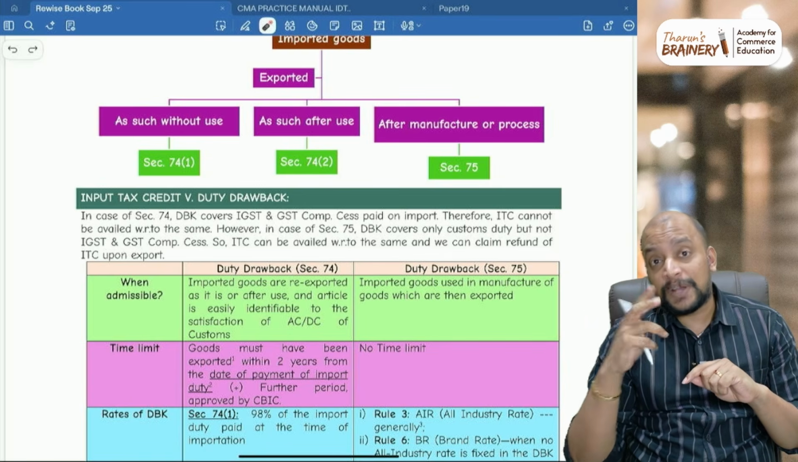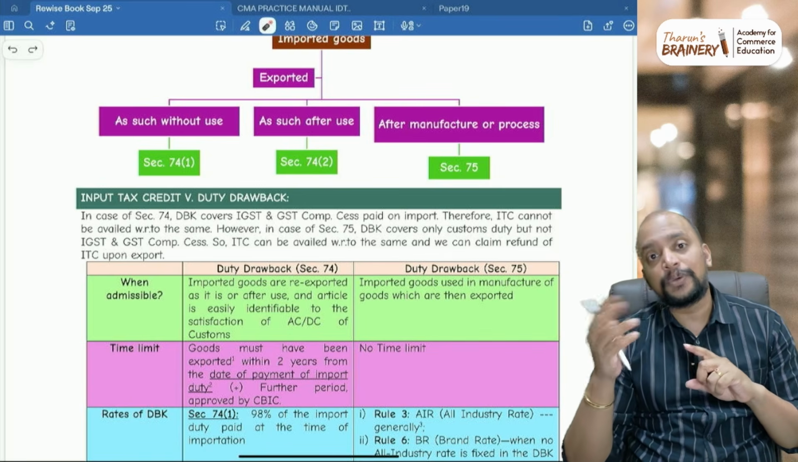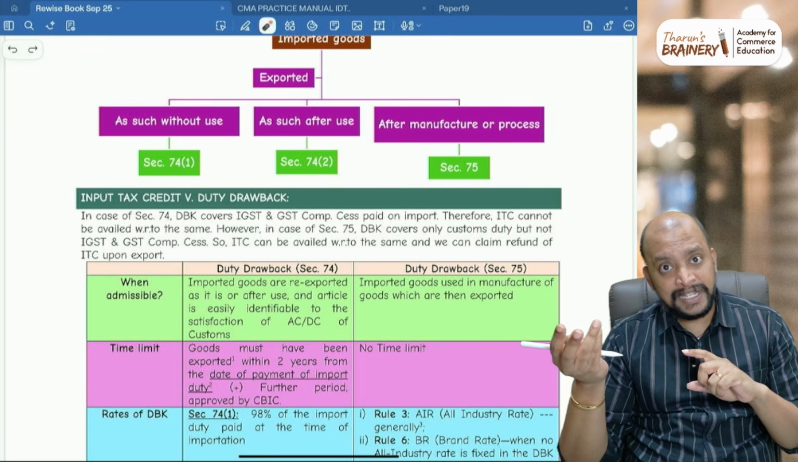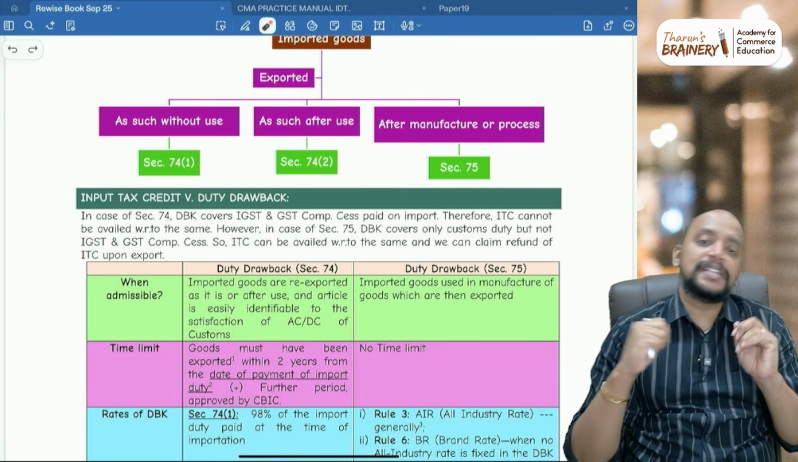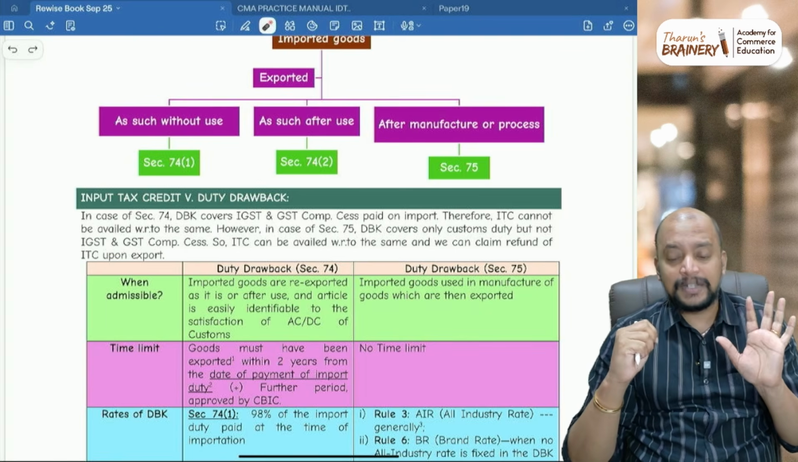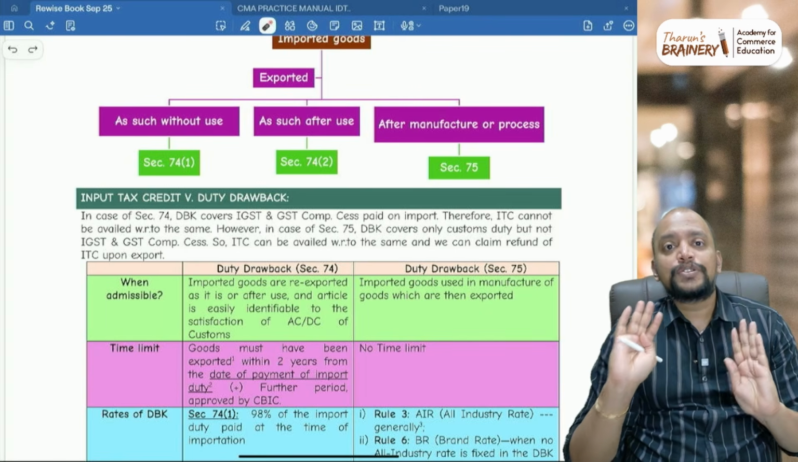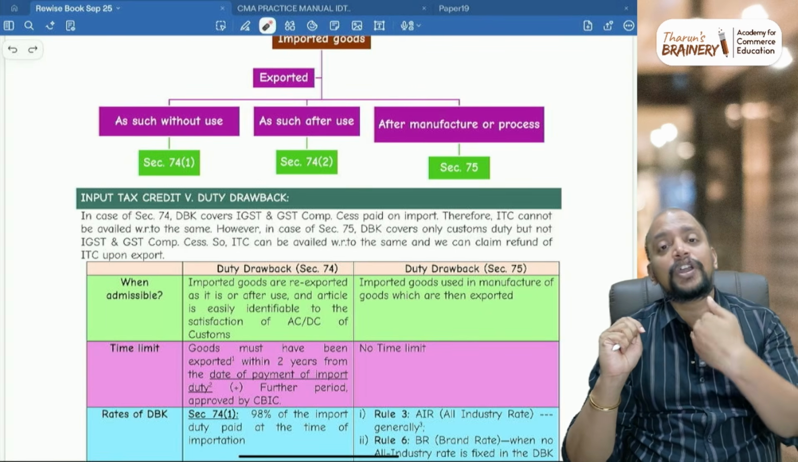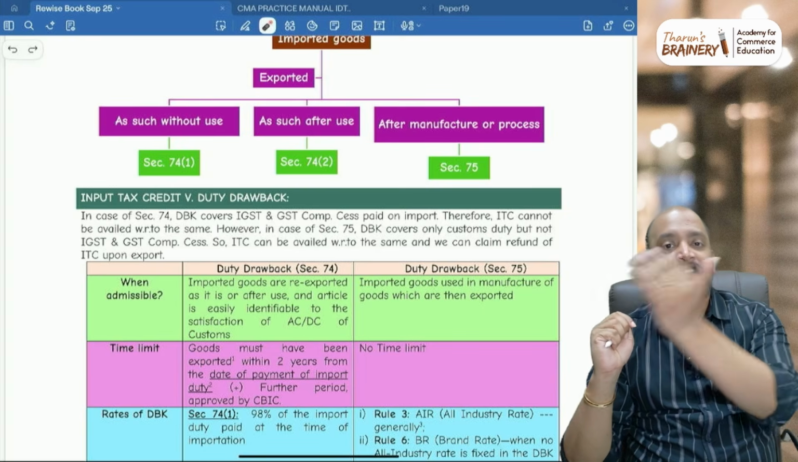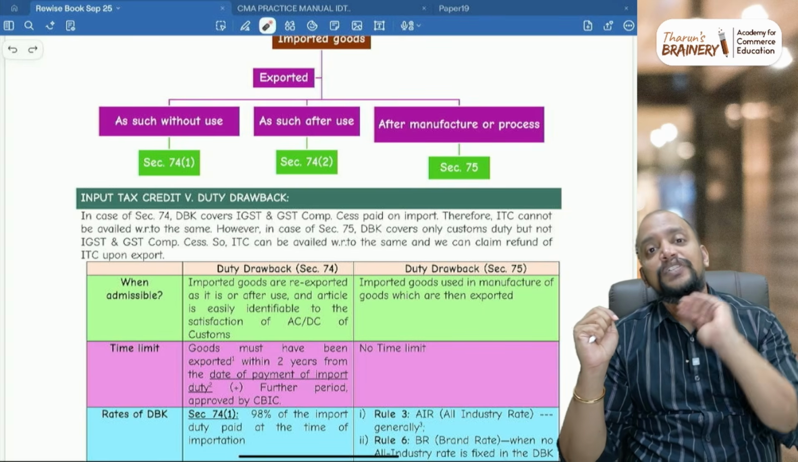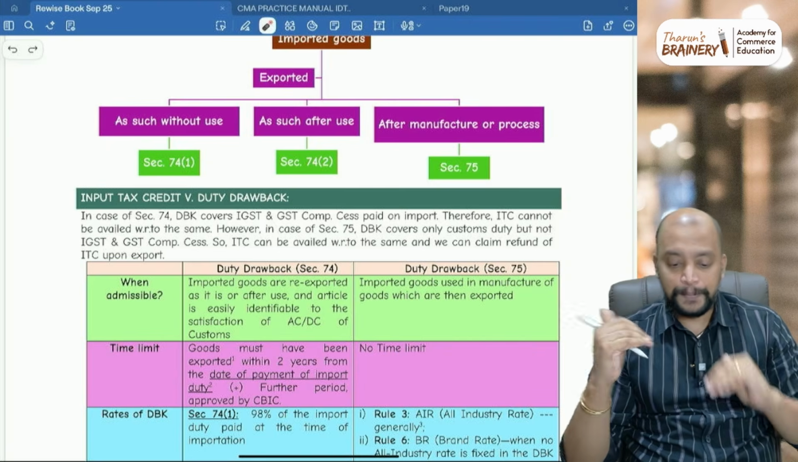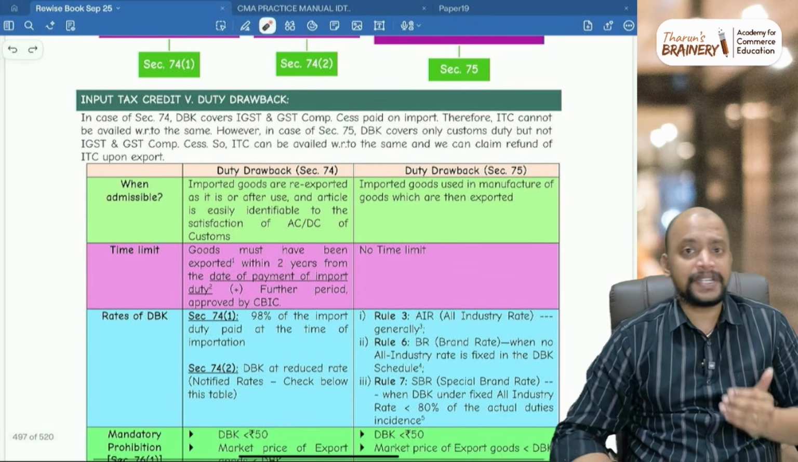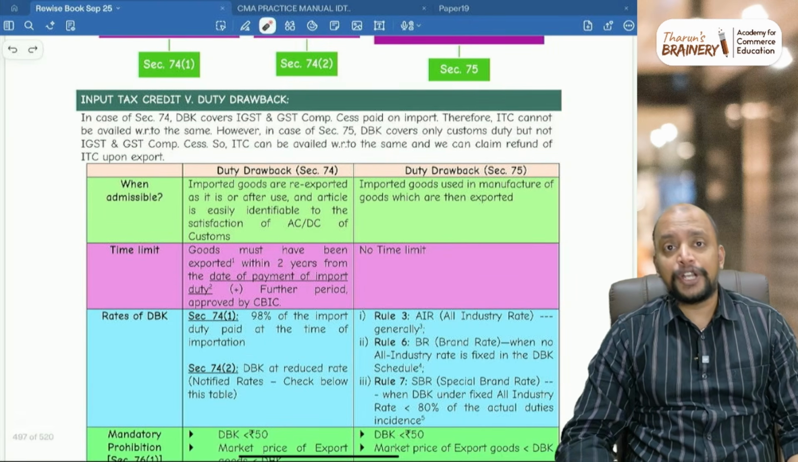In that zero rated supply we have two options. In option 2, export without payment of IGST under bond or LUT and get refund of ITC. That ITC refund you can claim there, but under 75 only. So under 74 duty drawback you cannot first of all take ITC. Under 75 duty drawback you can take ITC with respect to IGST paid on import. That's the difference.